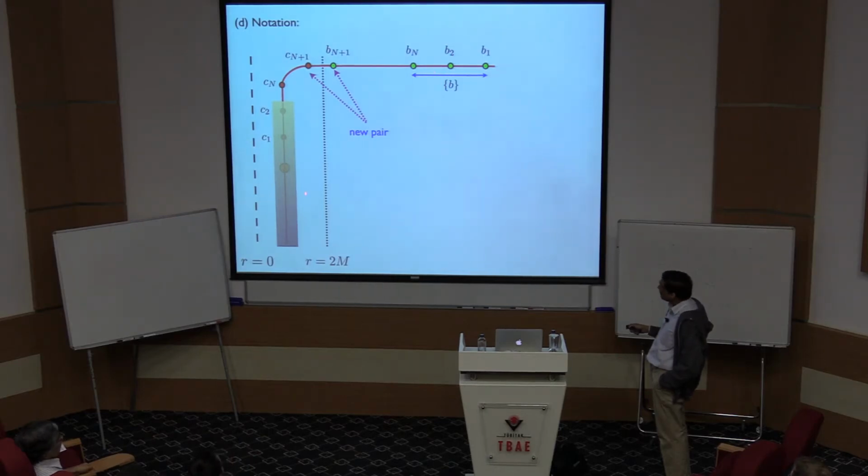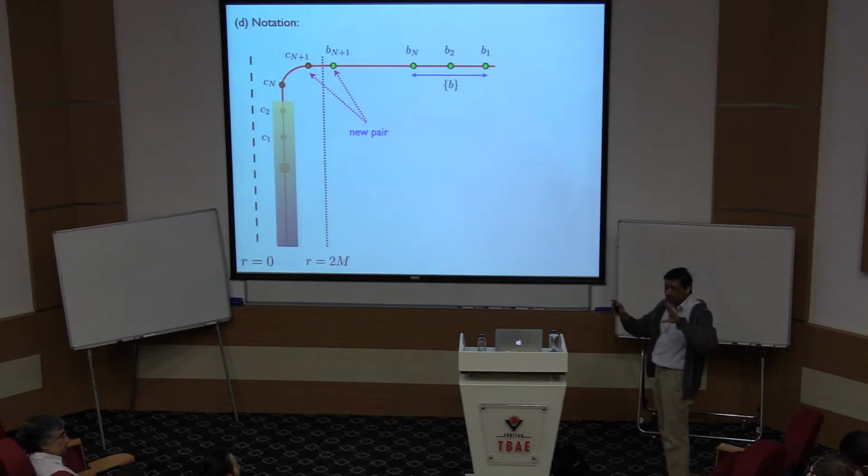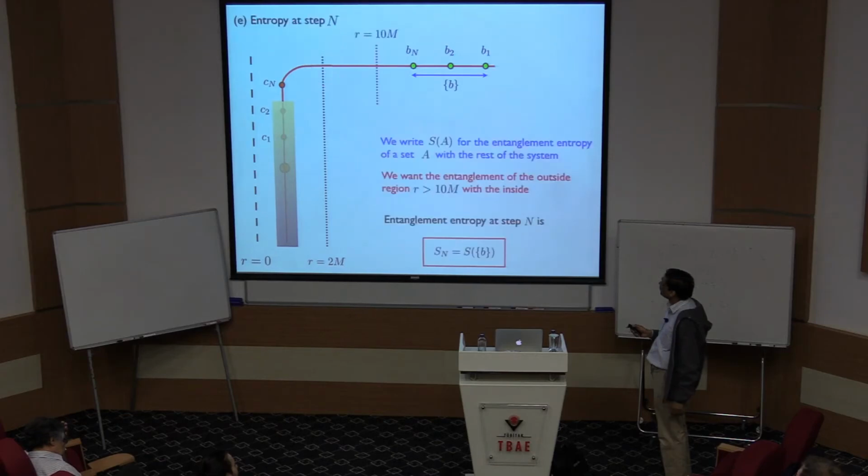And all the guys which fell inside, I can call them collectively the set C: C1, C2 up to Cn. And the new pair I'm creating, I'll call it Bn+1 and Cn+1. So that's my cartoon picture. And I'm going to try to make the sets capital A, capital B, capital C, capital E to put the theorem out of these animals up there on the board.